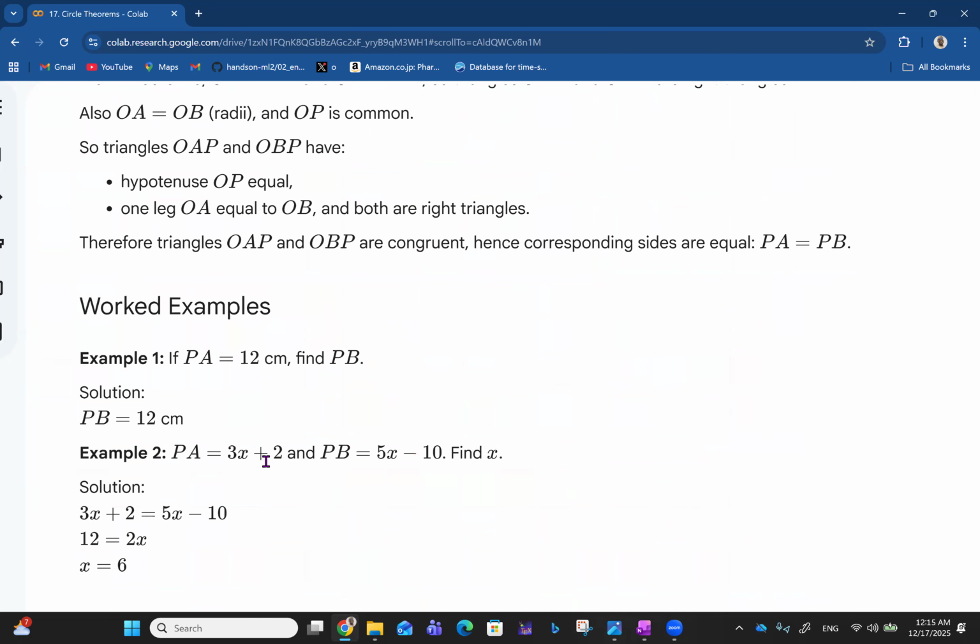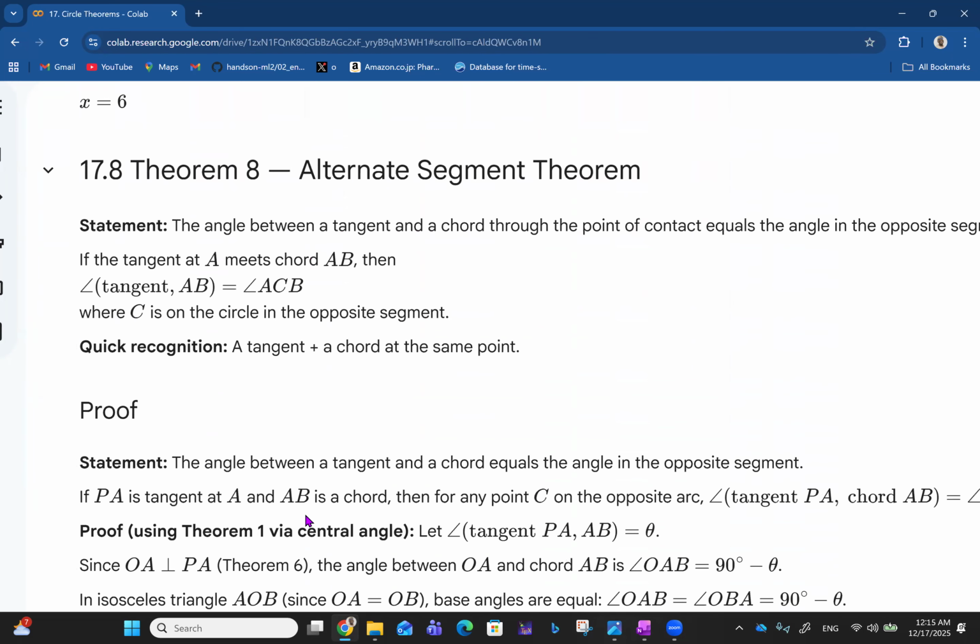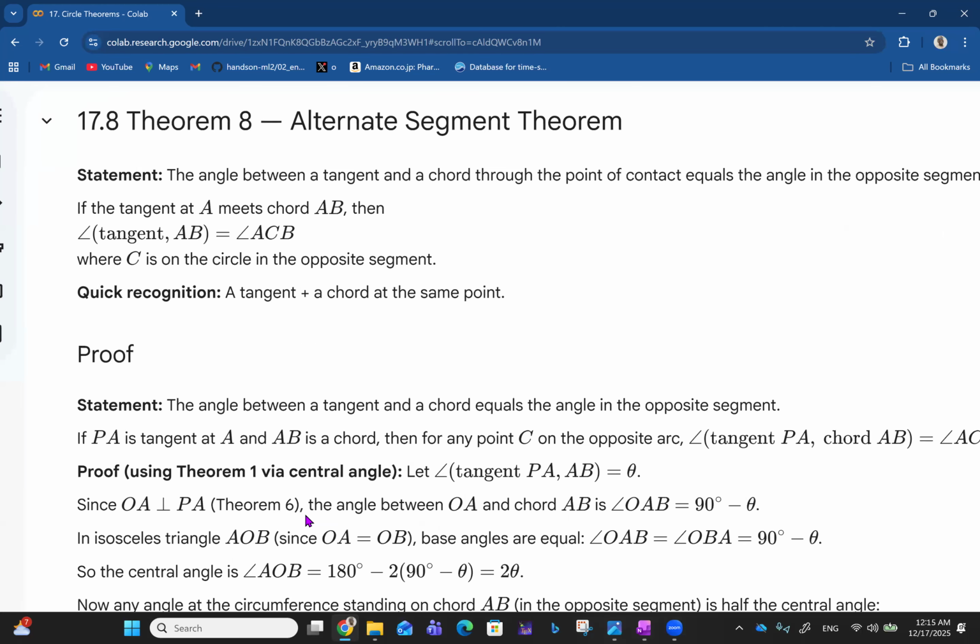Then example 2, PA is 3x plus 2 and PB is 5x minus 10. Find x. Just equate the two. So 3x plus 2 is equal to 5x minus 10. Collect like terms: 5x minus 3x is 2x, and 2 plus 10 is 12. So x is equal to 6. And we move on.